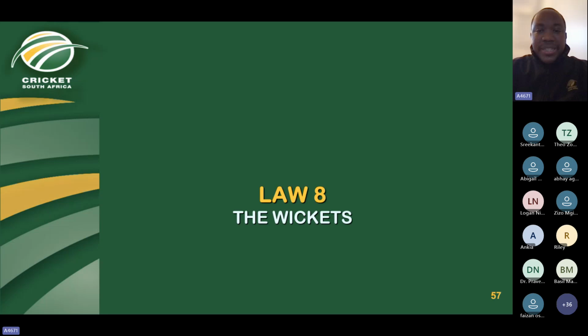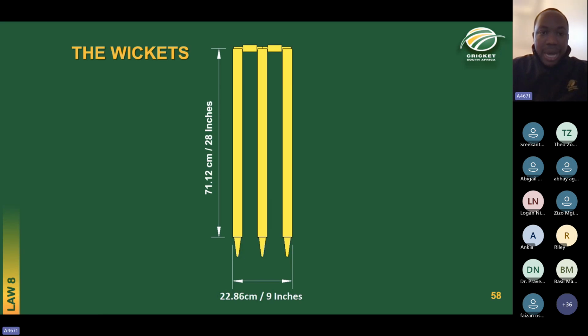Last law that I will be presenting this evening is Law 8, the wickets. The wickets are made up of 3 stumps and 2 bails, and these are their measurements. When correctly pitched, the width from the outside of the off stump to the outside of the leg stump should be 22.86 meters or 9 inches. The length of the stumps from the base of the stump, which should be at ground level, to the top of the stumps where the bail would sit, is 71.12 centimeters.